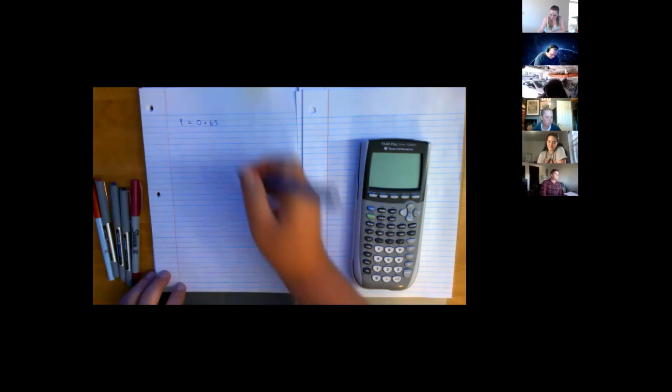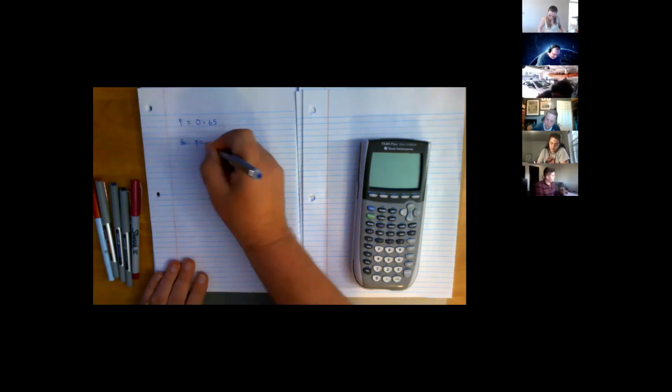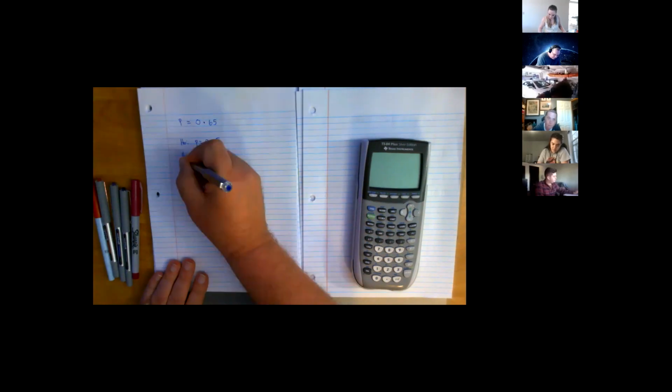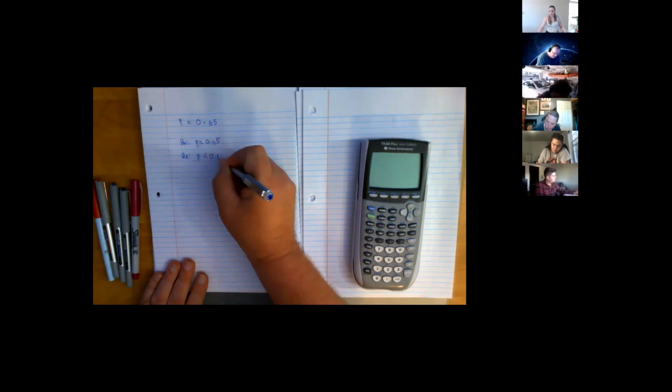Anyway, back to this story. 65% of people get married. This social scientist thinks it's lower. Better is worse, right? It's got less. So H naught, the null hypothesis is at 65%. The alternate is that it has gone down, right?